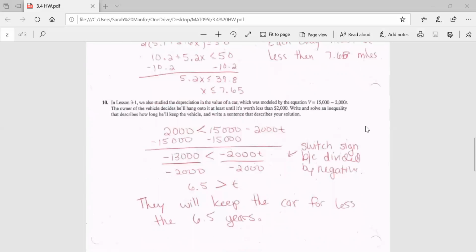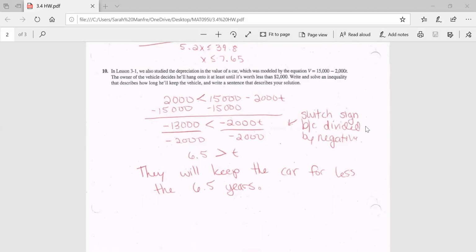Okay. And then in the last question, question number 10, it says in lesson 3.1, we studied the depreciation in the value of a car, and we have this equation. Value is equal to 15,000 take away 2,000 times t, the number of years. The owner decides he'll hang onto it at least until it's worth less than $2,000. Write an inequality that describes how long he'll keep the vehicle. So that means he only wants to hang on to it until it hits $2,000. If that car's worth $1,000, he does not want that car anymore. He only wants the car if it's worth more than $2,000.